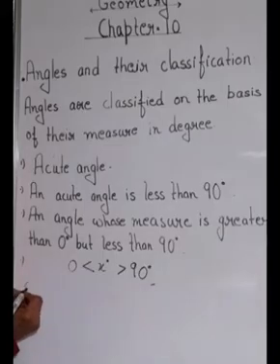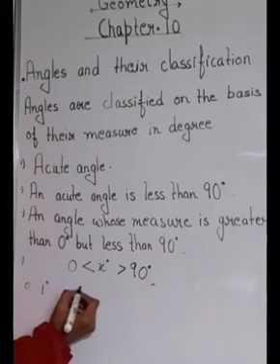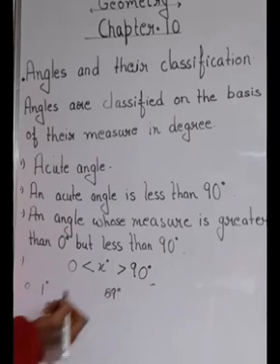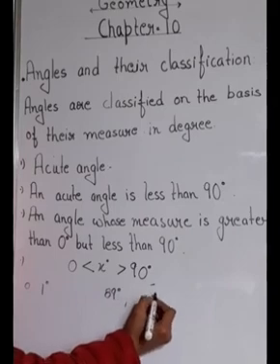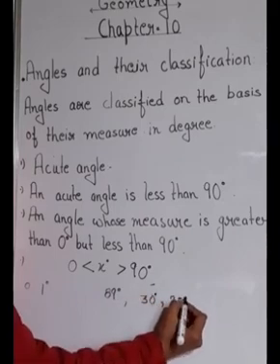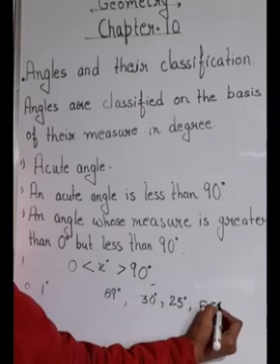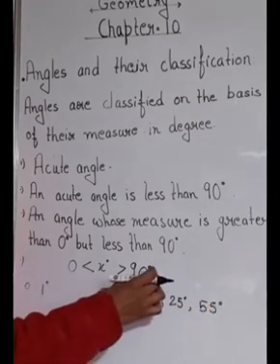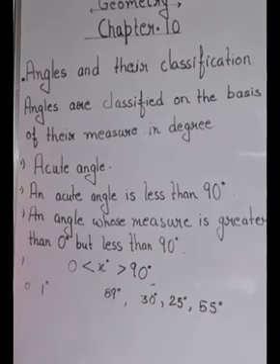So all the angles from 1 degree to 89 degree are acute angles. For example, 30 degree is an acute angle, 25 degree is an acute angle, 55 degree is an acute angle. Why? Because all of them are greater than 0 degree and less than 90 degree.